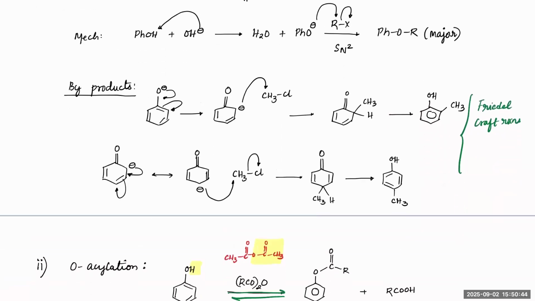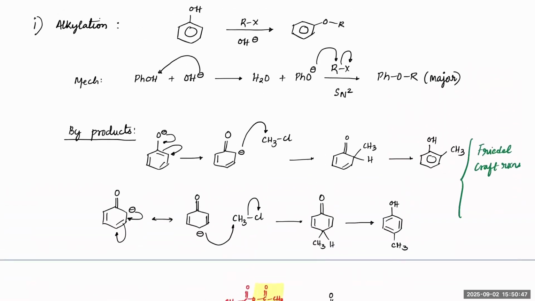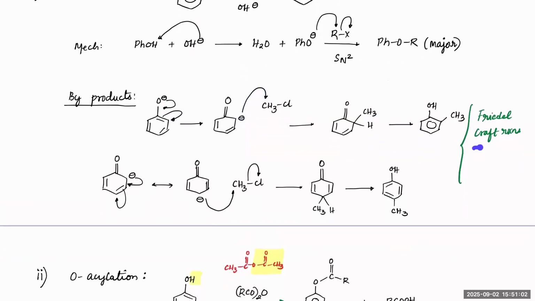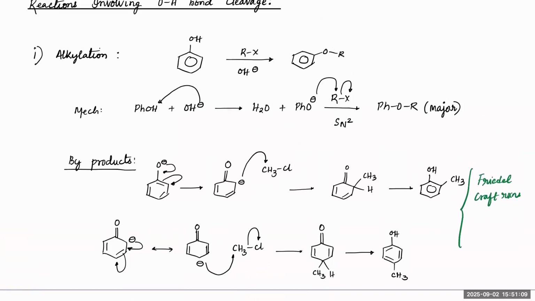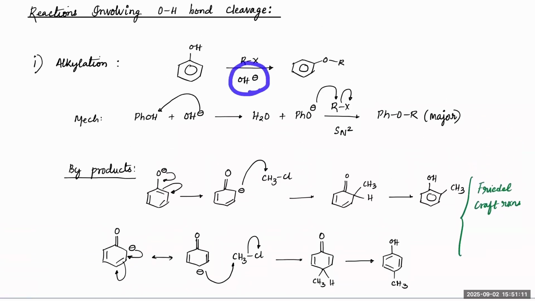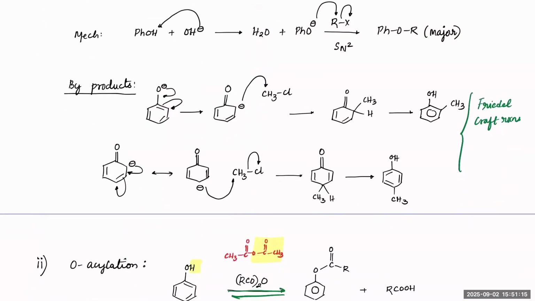What are the byproducts? See, the phenoxide ion will also make resonance stabilization here, correct? Due to this, the negative charge forming here can actually attack CH3Cl, and you will get this CH3 here. This is very similar to the Friedel-Crafts reaction. It is not exactly Friedel-Crafts, but it is very similar, because in Friedel-Crafts we use a Lewis acid. Here we are not using any Lewis acid. So it is similar to that.